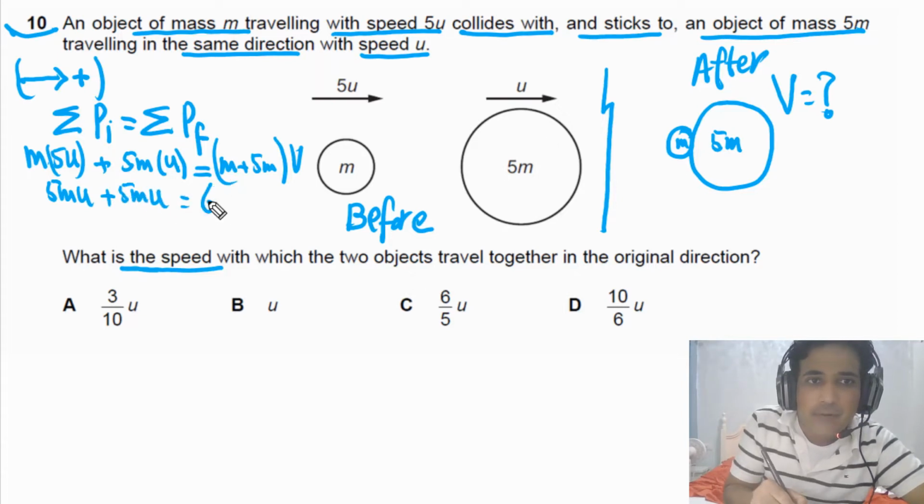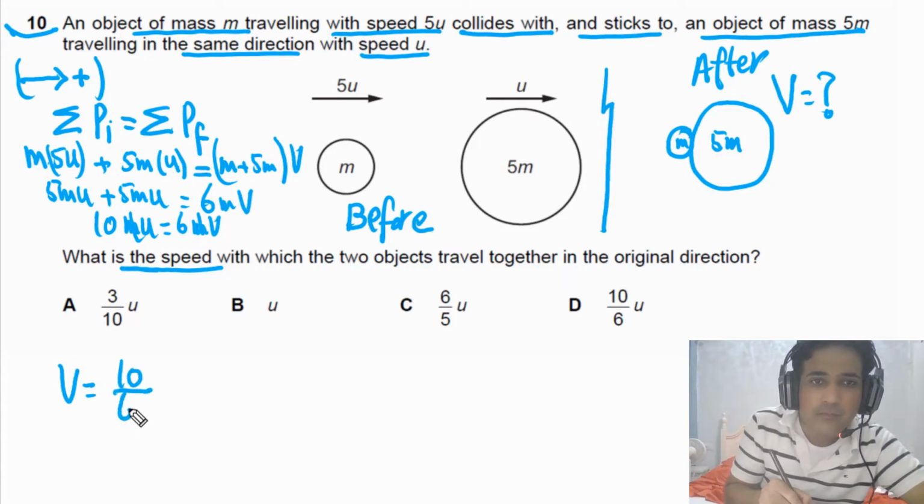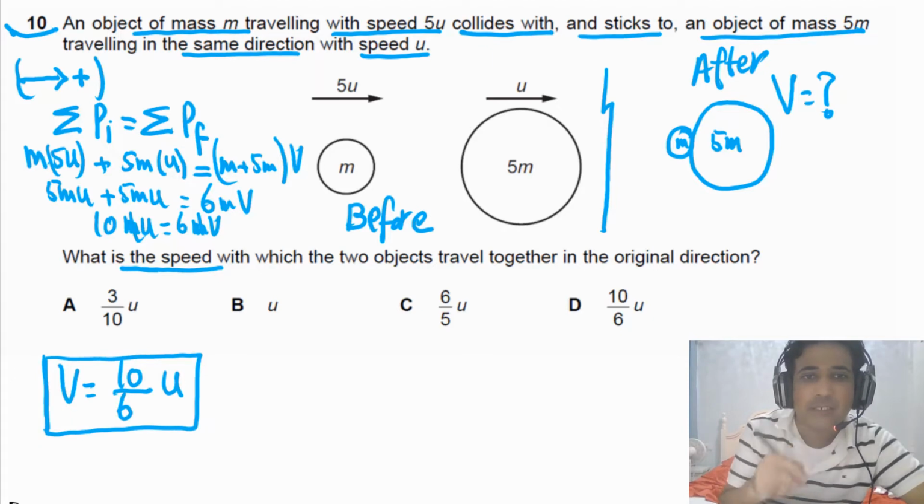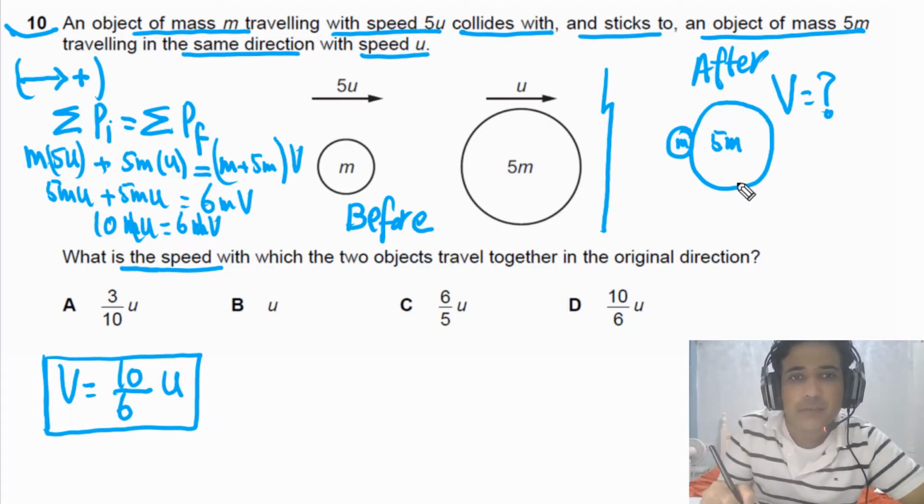So here we have 6mv. We need to calculate v. So 10mu is equal to 6mv. We can cancel m with m. So v finally will be equal to 10 divided by 6 times u, and this is the final speed of those two objects. This is the combined speed of the two objects, and this is what the question is asking us to calculate. So the answer for this question is 10 by 6.